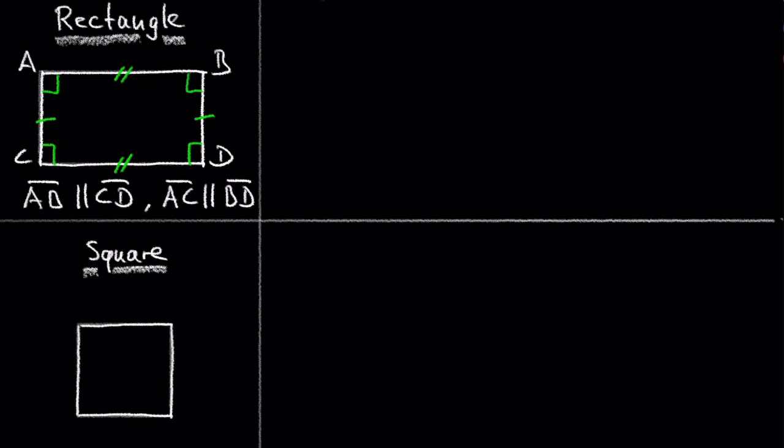A square is actually a kind of rectangle because it also has four right angles. However, it has one additional property. Its four sides are all the same length.